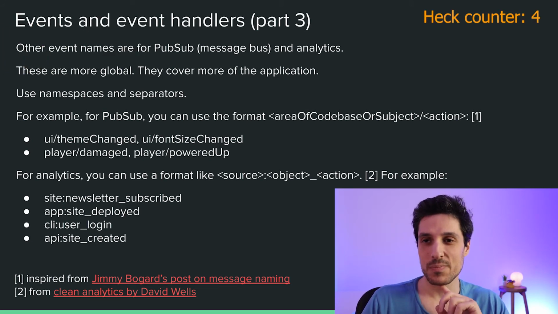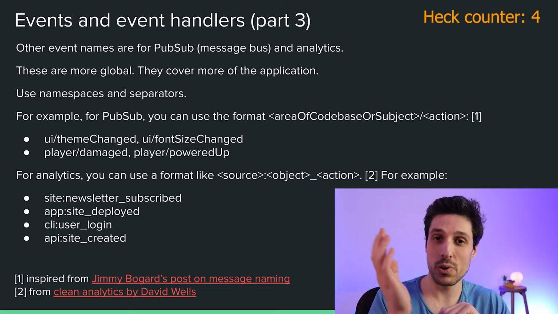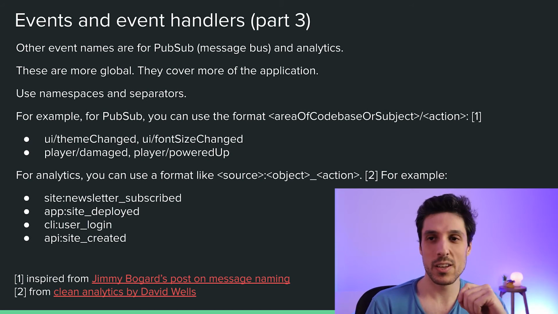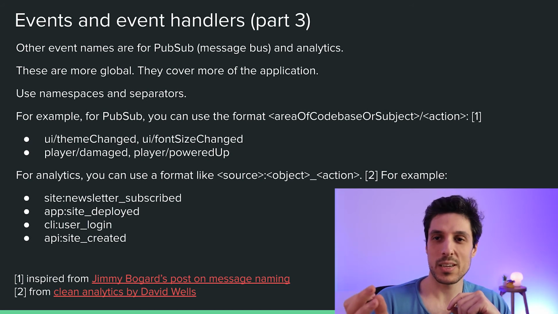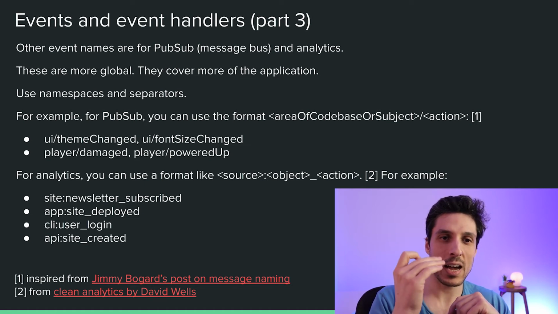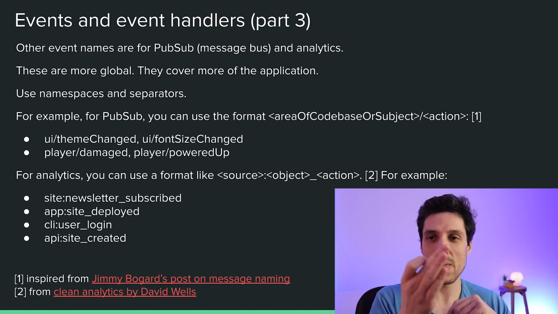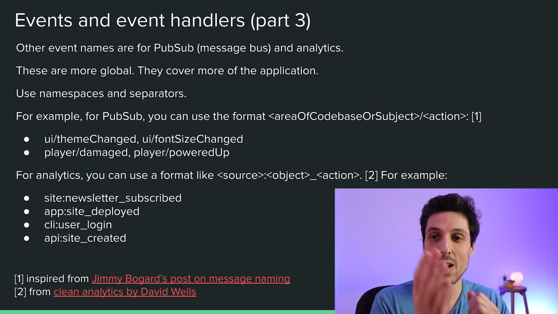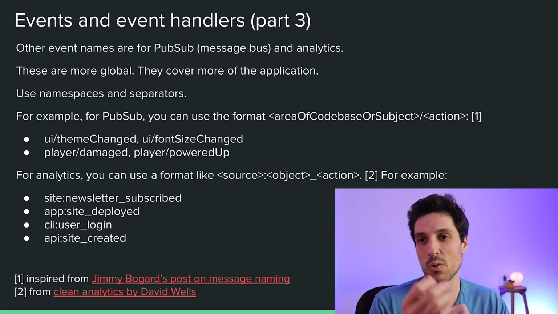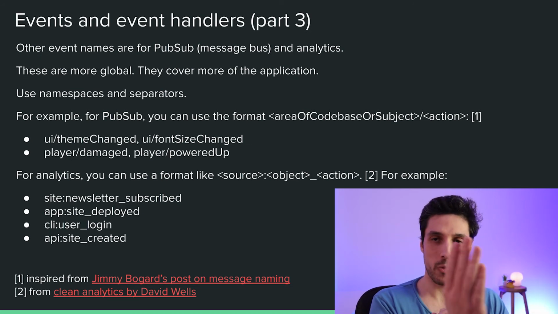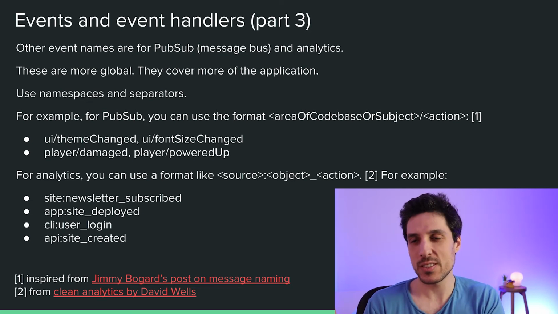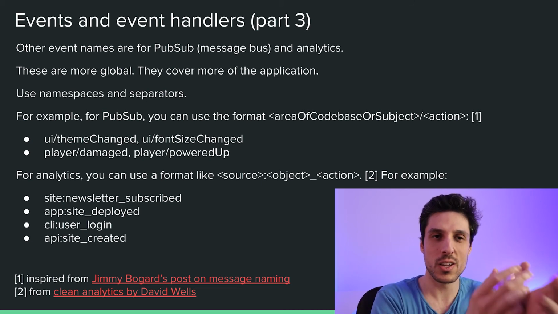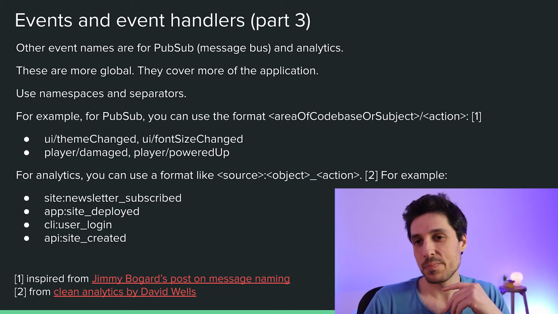And one way to do that is to basically use prefixes and namespaces. Okay, so some examples you can see on the screen. Like for PubSub, you might prefix the kind of thing that you're working on and then follow it with what you did. So for example, you might have UI theme changed, or player damaged, or user registering. And that's important, as we just said, because PubSub covers so much of the code base that you won't know what the event refers to if it doesn't have the appropriate namespaces, okay?